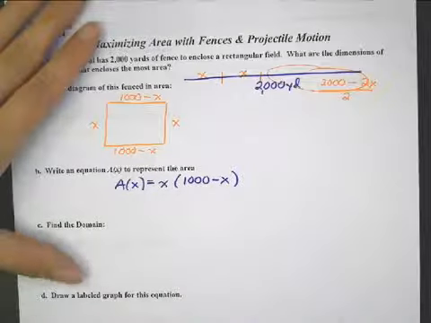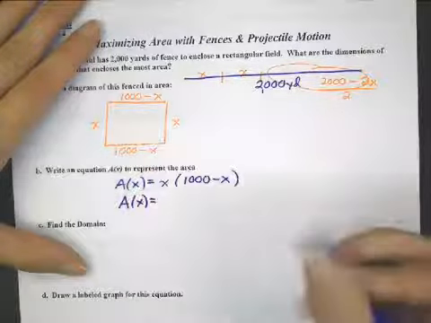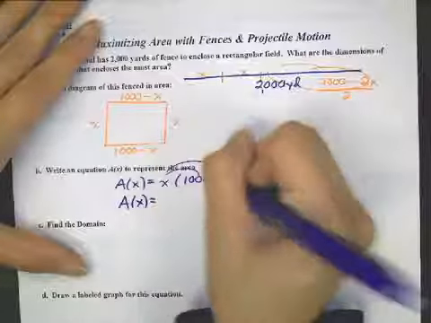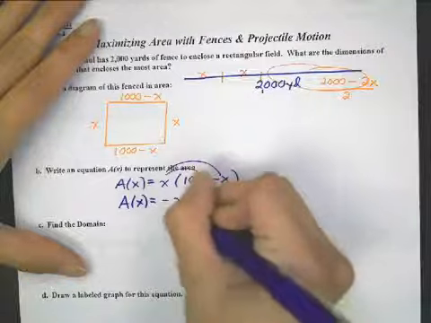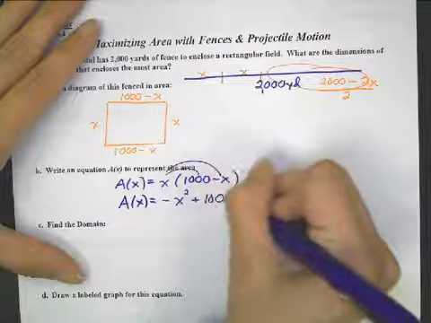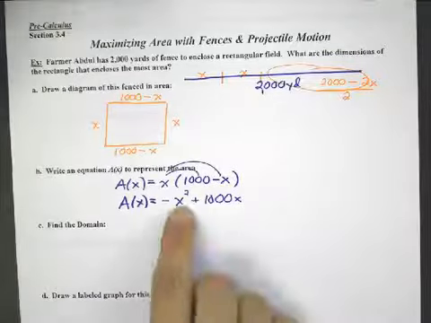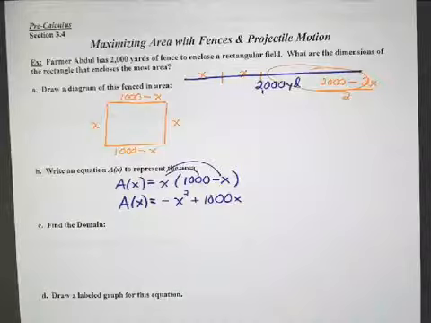Should I distribute this? Yep, I think I'll distribute this and put this in descending order. So in descending order, it's going to be negative X squared plus 1,000X. Okay, so there's our parabola opening down.